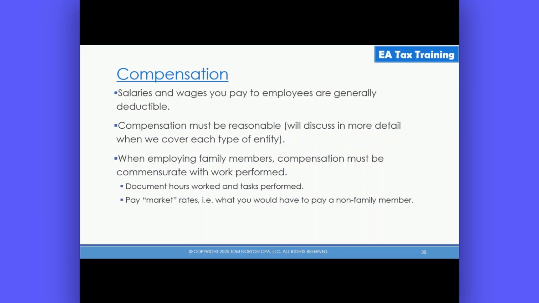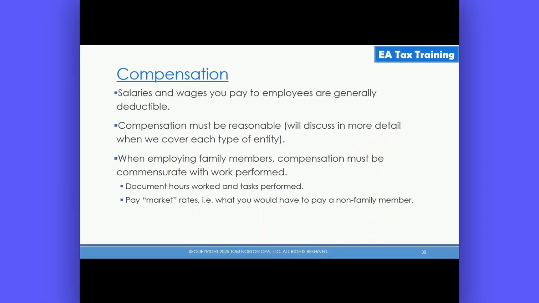Compensation. Salaries and wages, of course, that you pay to employees are generally deductible. Compensation must be reasonable, but we will discuss that more when we talk about the different types of entities, especially S corps and C corps, where this reasonable compensation issue frequently comes up.